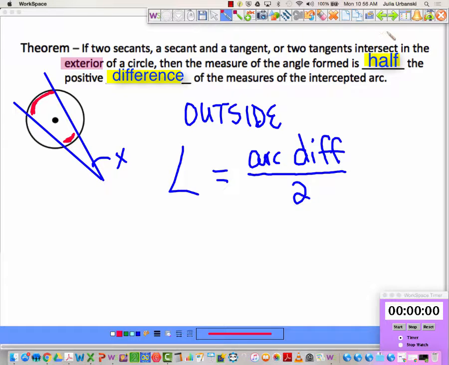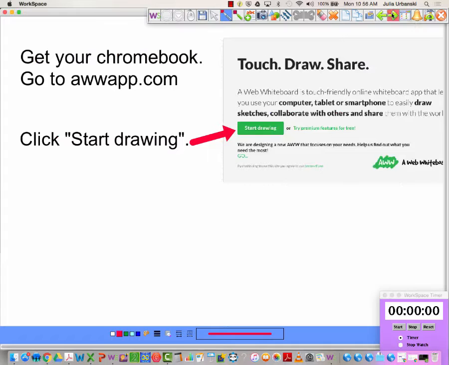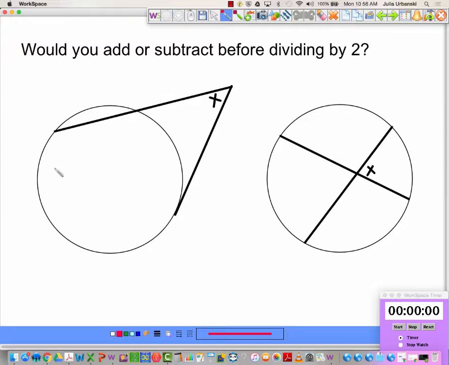So just look at this one right here and tell me, left or right, which one would make you add before dividing by 2? The right. This one means you add and then divide by 2. What would you do on this one? Subtract and divide by 2. Okay?